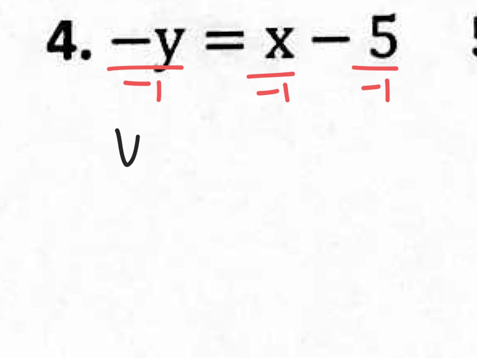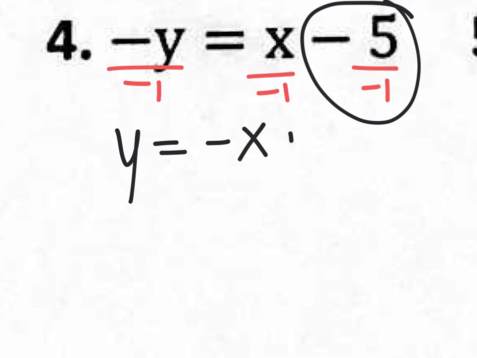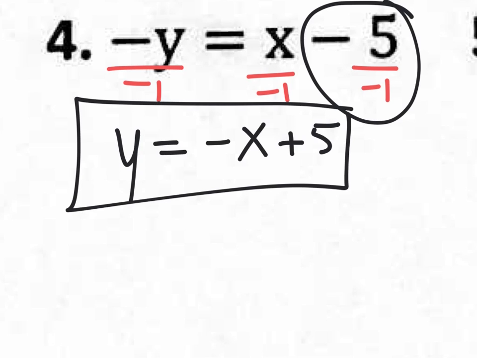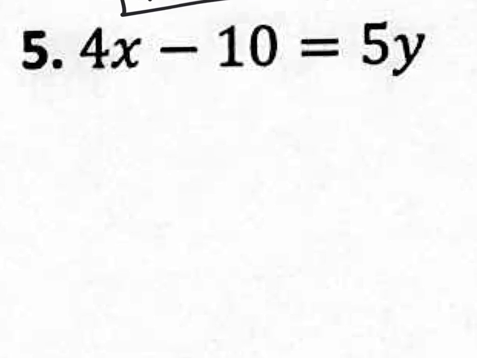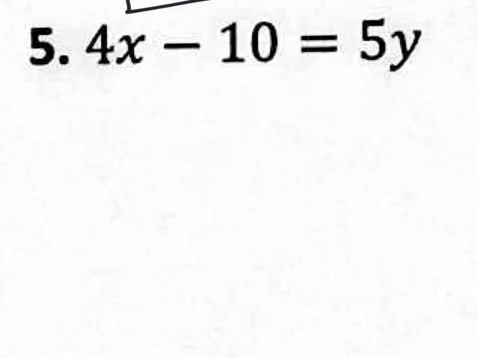So I will have y equals x divided by negative 1. That's just a negative x. Negative 5 divided by negative 1. That's really going to be what? Plus 5. That's right. So there's your function form for number 4. Moving on to number 5. I need to get y by itself. What do I need to do? Divide by 5. Boom. Divide everything by 5.